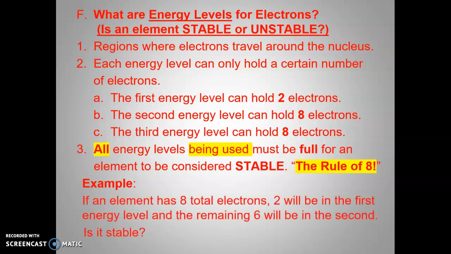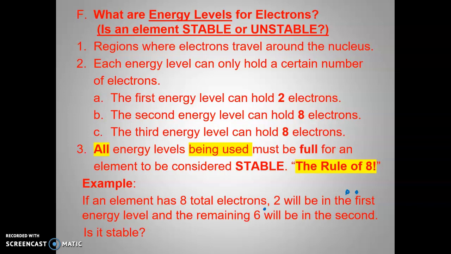So, for example, let's say we have an element that has 8 total electrons. We would put 2 little dots for electrons in the first energy level, and then we would put the remaining 6 electrons in the second. So we're going to have 2 in the first, 6 in the second. Is this a stable element? What do you think?